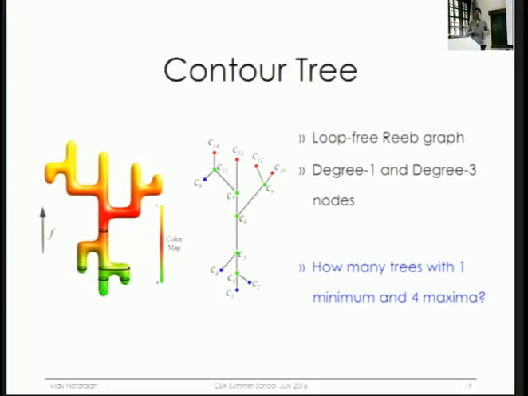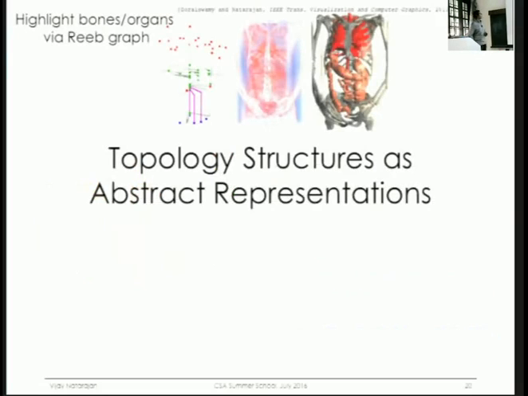That's wrong, but let's wait a little bit. Let's let people think, okay? I have another question also, which I will come back to at the end. So hopefully everybody got the question: at least draw one contour tree with a single minimum and 4 maxima.